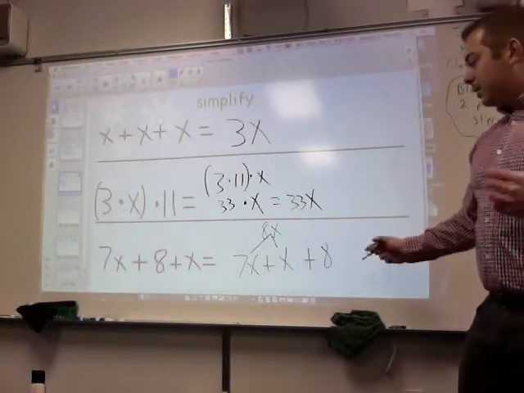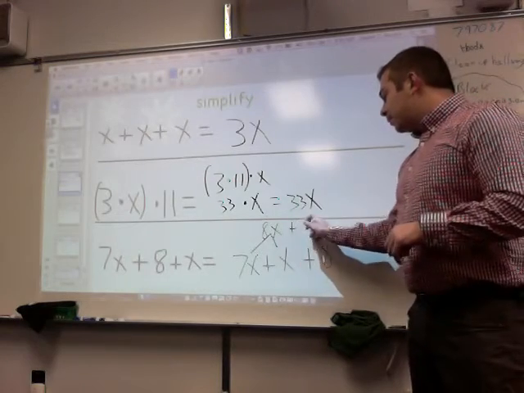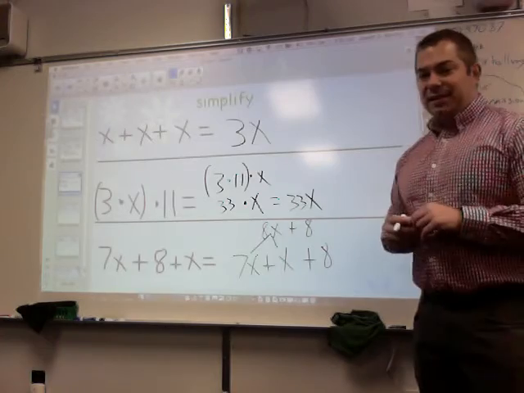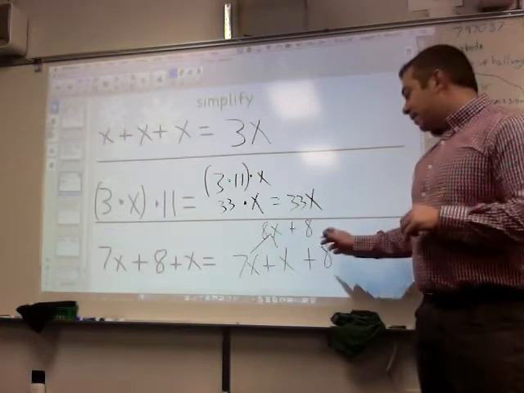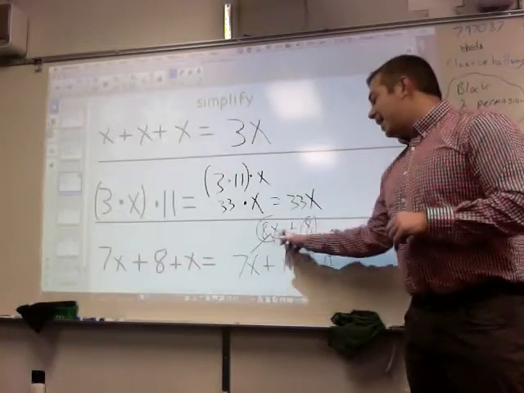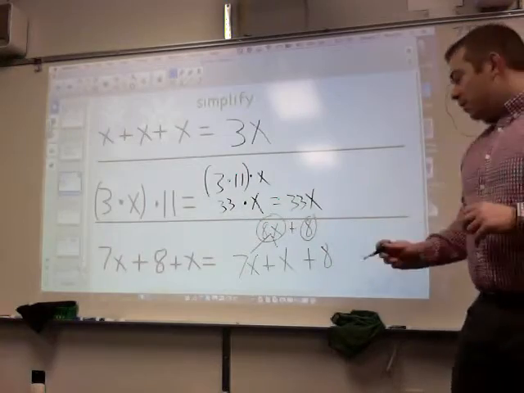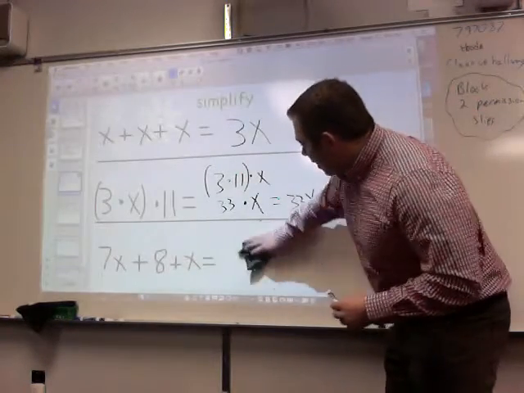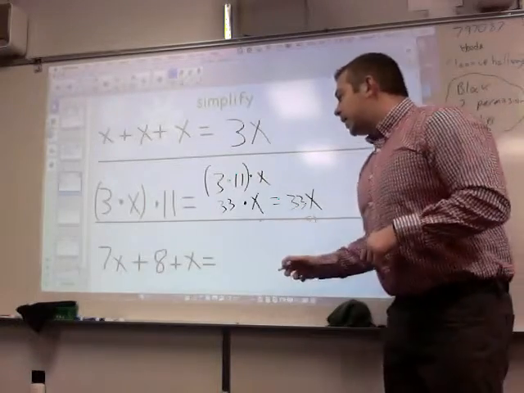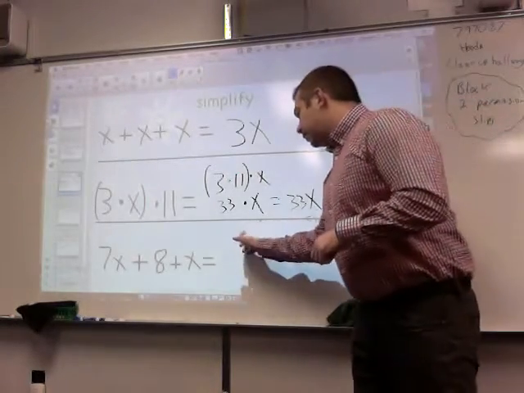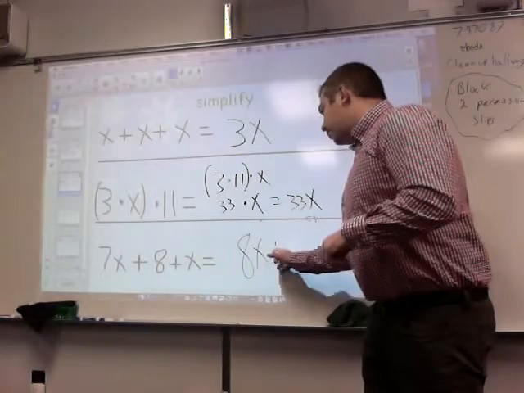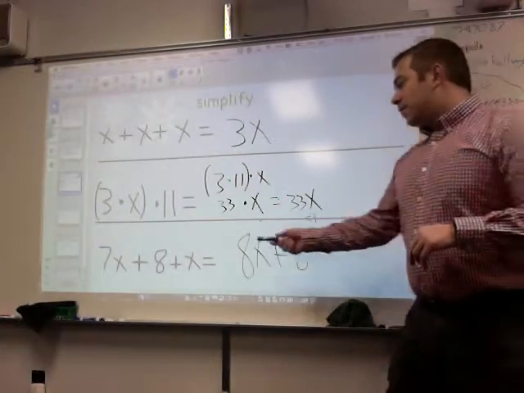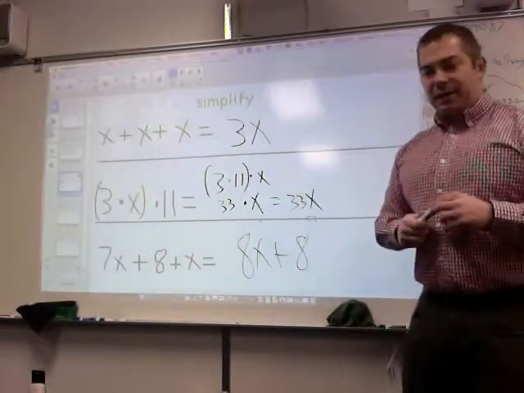Now, I'm just going to bring up my plus 8. I'm left with 8x plus 8. I can't make that 16x, because 8 is not the same as 8x, because we don't know what x is. So I'll erase this down here, and you can see it simplified a little better. 7x plus 8 plus x is really equal to 8x plus 8, because these are like terms with 7x and x.